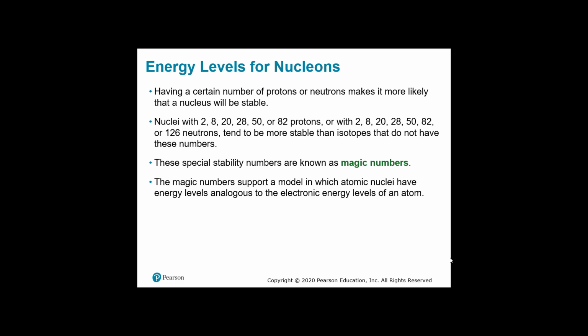So nuclei with the numbers 2, 8, 20, 28, 50, or 82 protons, or 2, 8, 20, 28, 50, 82, or 126 neutrons tend to be more stable than the isotopes that do not have these numbers. That's what they refer to as the magic numbers, because they have a special stability with these numbers. And these numbers also support a model in which atomic nuclei have energy levels that match the way we understand electron energy levels of an atom as well.